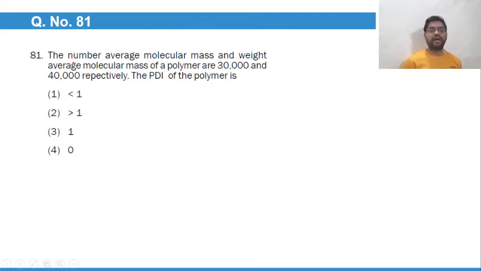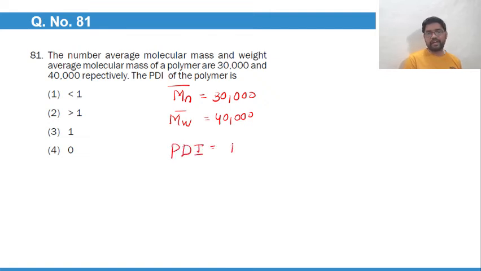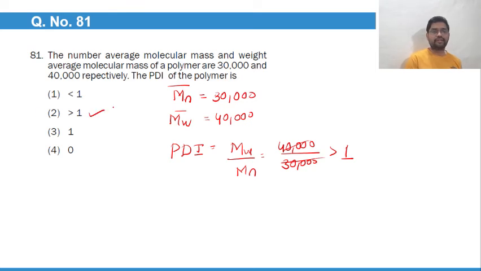81. The number average molecular mass and the weight average molecular mass are given. So number average Mn bar is 30,000, and weight average molecular mass is 40,000. What have they asked? PDI. So PDI, polydispersity index, is equal to Mw by Mn, that is 40,000 by 30,000. So this is certainly greater than 1. So we'll go with greater than 1.